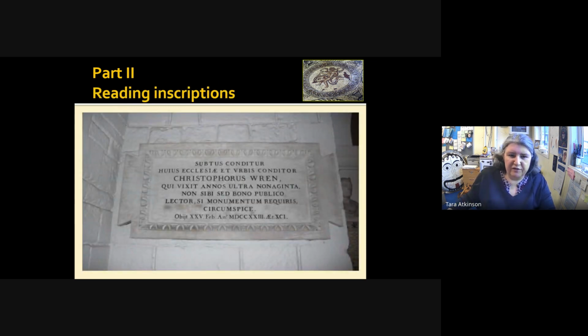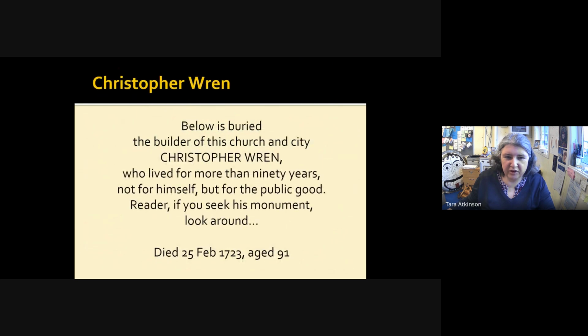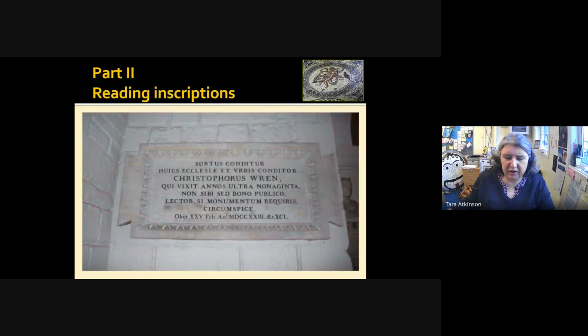We had a go at reading a funerary inscription. This is often where we see Latin in the modern world. And here we have the funerary monument of Christopher Wren, where, should you wish to, we can actually use basic Latin here to figure out that. There we go. I might go back and just show you.